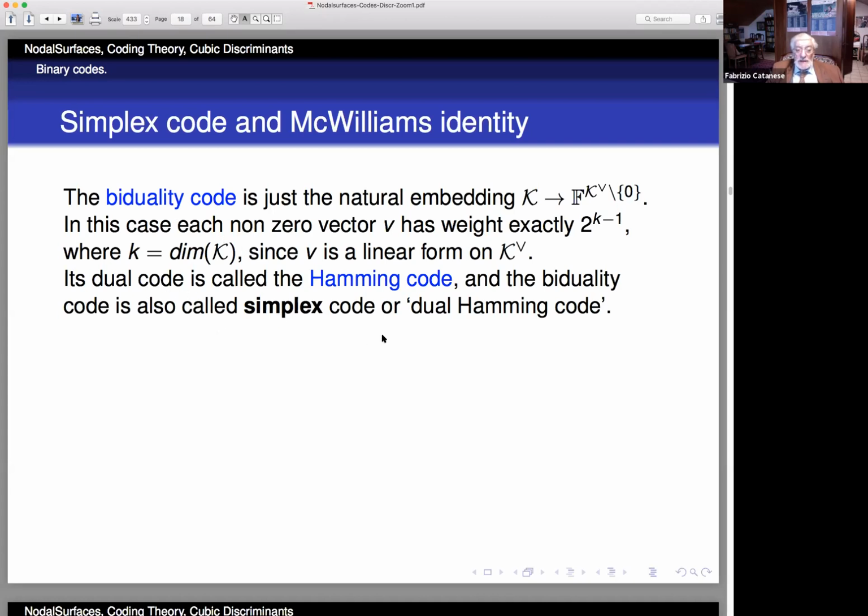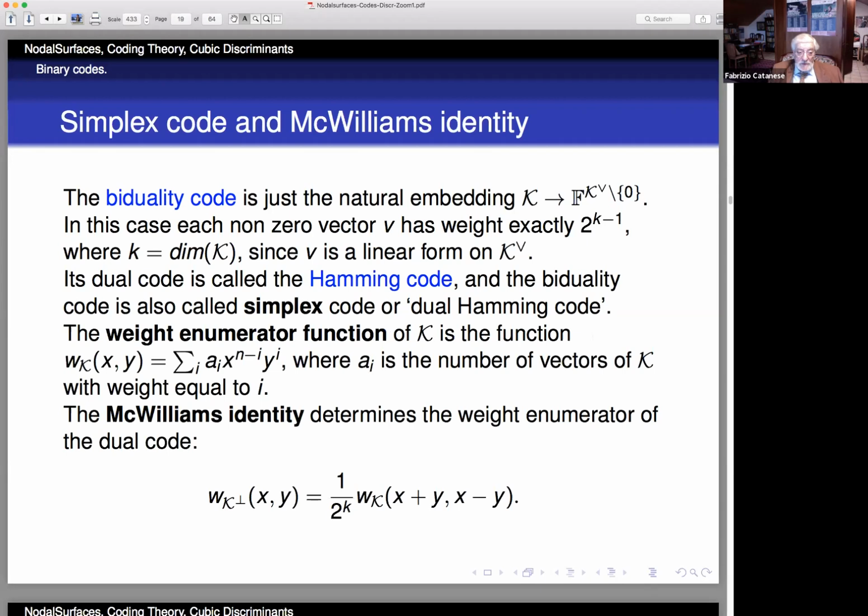of this biduality code is called the Hamming code, because Hamming really found the code in a more complicated way. But the biduality code is also called the Simplex code, and code theorists call it the dual Hamming code. But for us, it's simpler to say that there is a biduality code or Simplex code, and then we go to the dual code, which is the Hamming code.